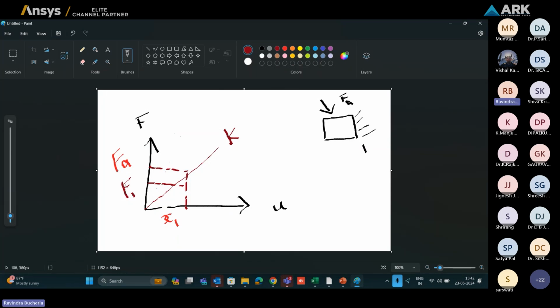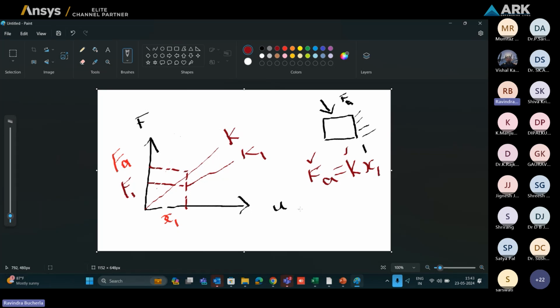And from this applied force, we will be calculating the stiffness again. So again, suppose we will be using FA equal to K into X1. Here FA is known and K is known and X1 is unknown. So we will be getting that value in the first solution.